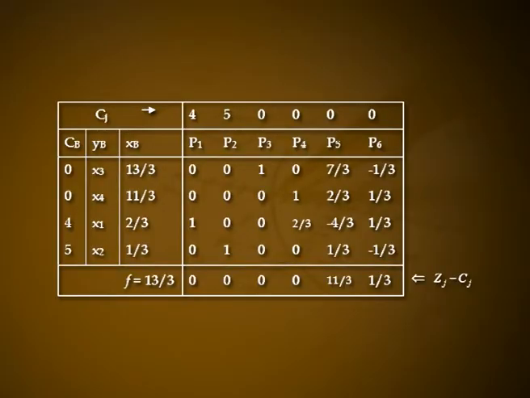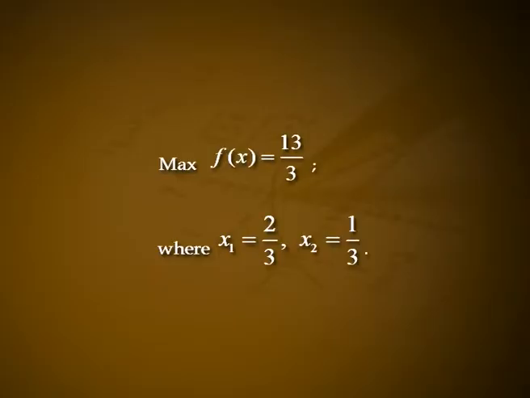From the simplex table we remove the columns of the artificial variables, that is of a1 and a2. We give the original cost coefficients as in our original problem, accepting the variables remaining in the optimal solution as the basis for the original problem, which gives the simplex table. Then the simplex table is as follows. Here all Zj minus Cj's are non-negative, so the current solution is optimal for the original problem. Hence the solution of the problem is maximum f of x equal to 13 by 3, where x1 equal to 2 by 3, x2 equal to 1 by 3.